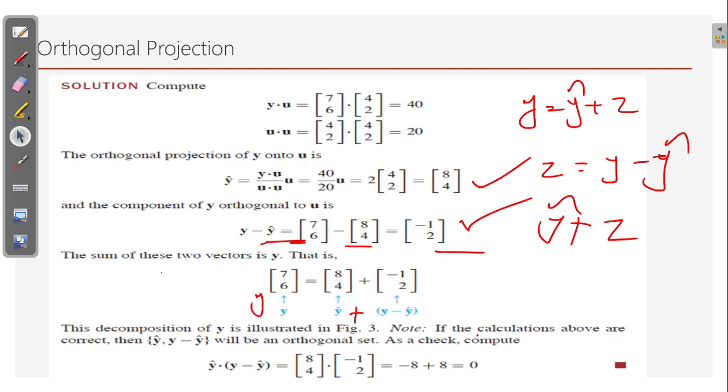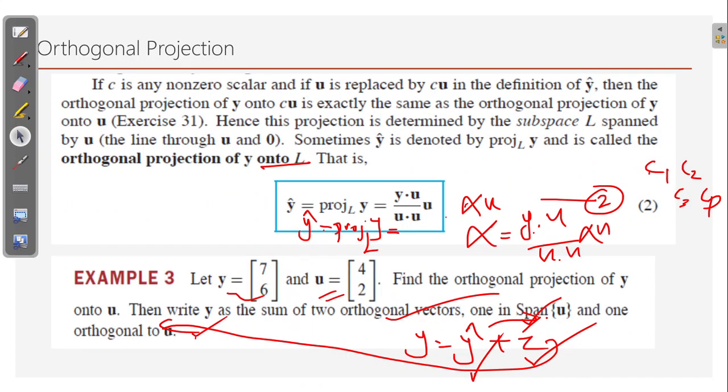So we are verifying that the calculations above are correct. Then y cap and z will be orthogonal to each other. That means their inner product, or dot product, will be 0. That is also verified here. So in our question we had to find the orthogonal projection of y onto u. That we have found. So that is solved. Then write y as the sum of two vectors. That's also done. So that is our sum.